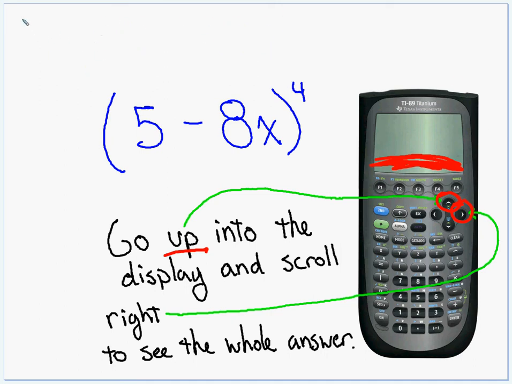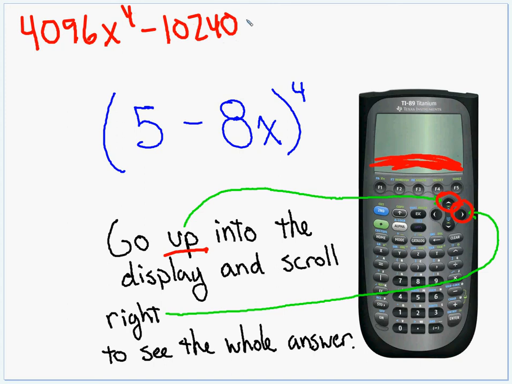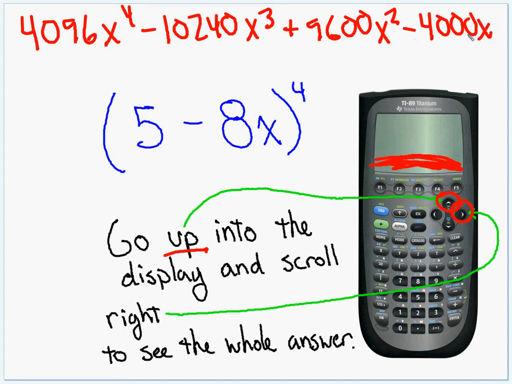Because my answer, I can look at my display and see the 4,096x to the fourth minus 10,240x cubed plus 9,600. And then I see a little colored in triangle facing to the right. That's telling me there's more answer. So I scroll up and highlight that, and I scroll over, and I see that 9,600 is x squared minus 4,000x, and it keeps going, plus the constant 625.